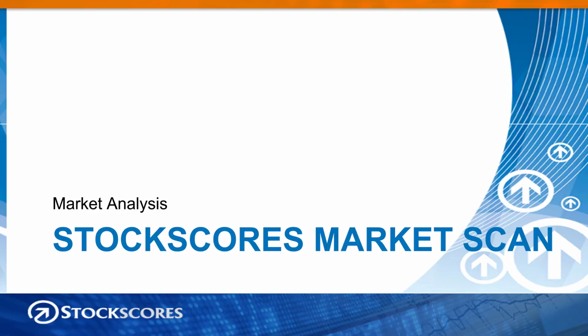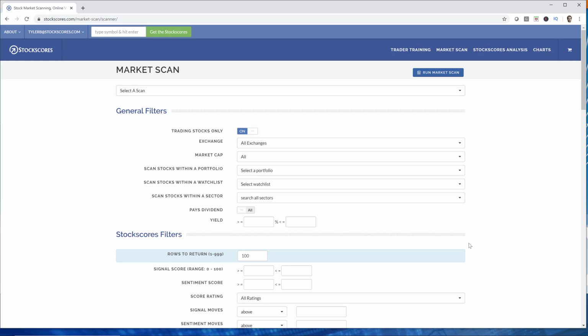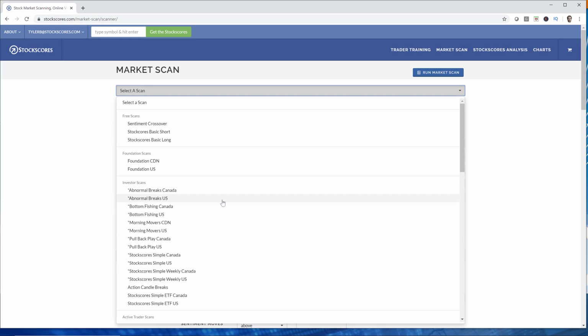And so what I like to do is use some of the preset scans. This week, we're going to use the abnormal break scan on the US market. Now, this scan looks for stocks making abnormal moves to the upside with a few other filters, and then we can evaluate their charts to see if they have good chart patterns. So to do that, I'm going to jump over to the market scan tool. I'm going to select the abnormal breaks US scan.